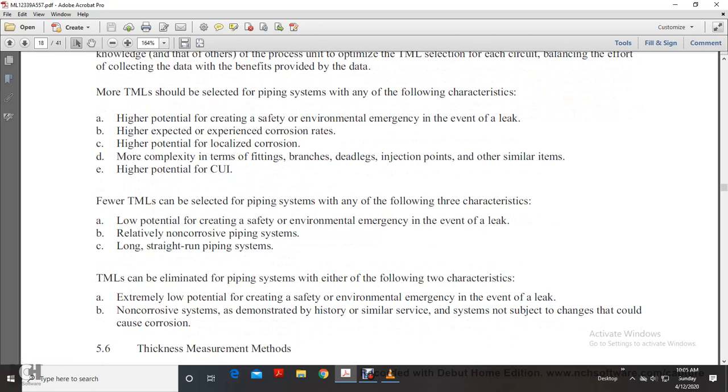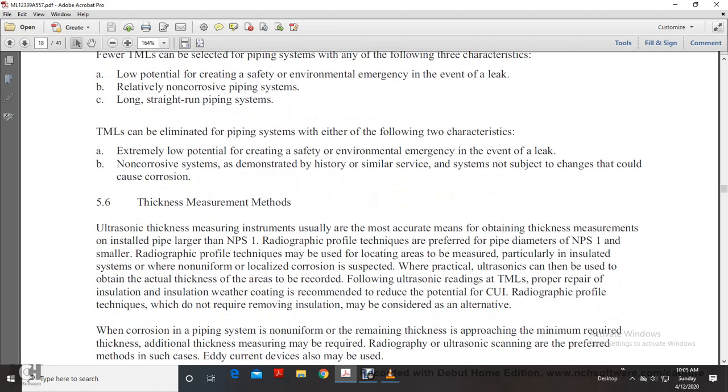Thickness measurement locations can be eliminated in piping systems with either of the following two characteristics: extremely low potential for creating a safety or environmental emergency in the event of a leak, or a non-corrosive system demonstrated with a history of similar service, in systems not subject to change that could cause corrosion.